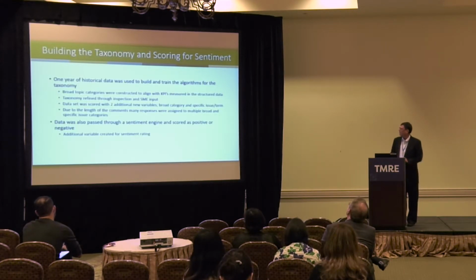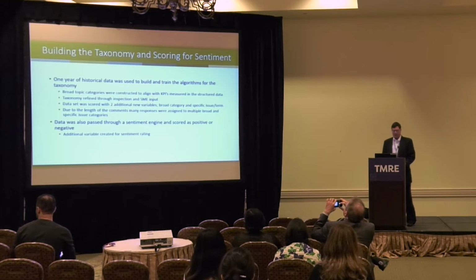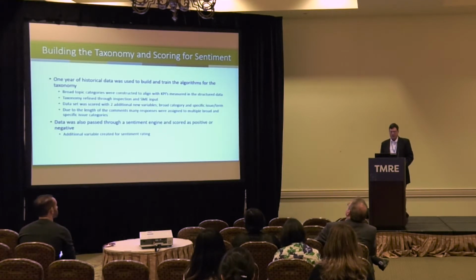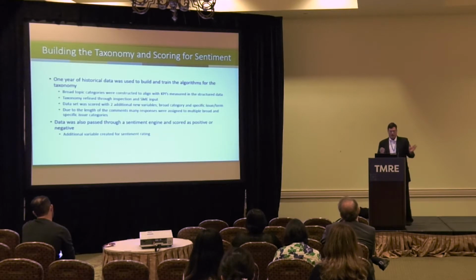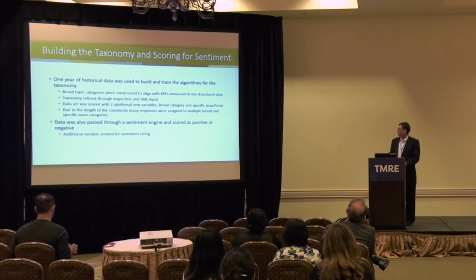So we used 1 year of historical data outside of this 2-year period to build and train the algorithms for this taxonomy. And then we had broad categories that aligned with the KPIs of our business in the structured data, and then we refined that also into more specific categories. And then all the data was scored with these 2 categories once we got the data analysis done. And then we also passed this through a sentiment engine for sentiment ranking.